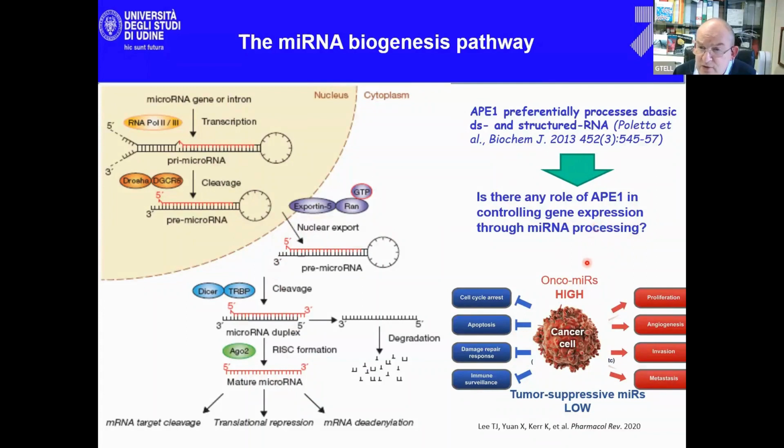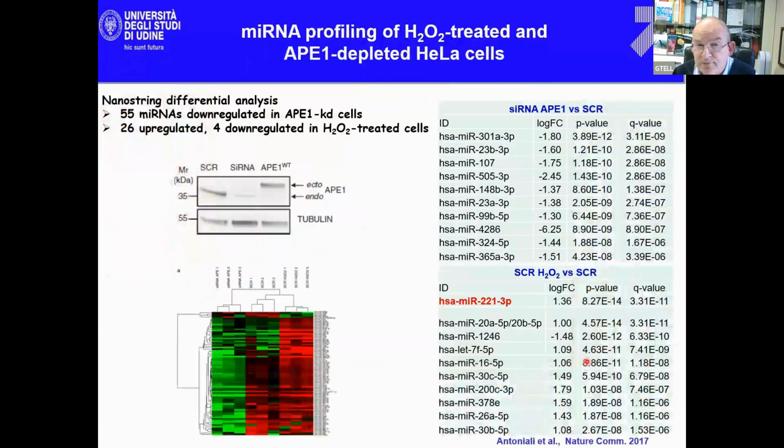This is important because microRNAs can act as onco-microRNAs or tumor-suppressive microRNAs, modulating cancer cell development and therefore important for tumor progression. So using the same model that I mentioned before, we identified through NanoString analysis microRNAs whose expression was affected by the expression of APE1. And we found about 55 microRNAs downregulated in APE1 knockdown cells, and fewer of them, 26, were upregulated.